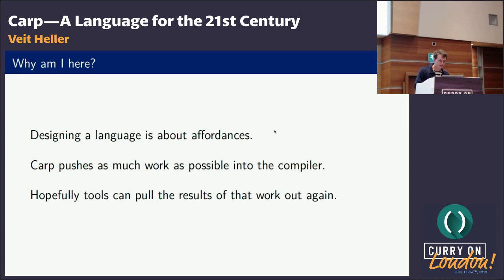All right, so why am I here if I don't have anything to show you? Because I want to make clear that designing a language is about affordances, so you can choose certain features and some are at odds with each other. And what Carp tries to do is push as much work as we know how to do into the compiler, which means that if you end up doing all the things that might be possible in all spaces, like with type systems, then you end up with a very big thing. And Carp limits that by emphasizing simplicity.